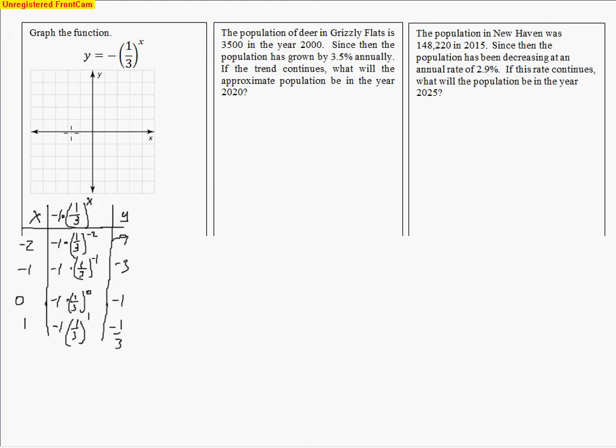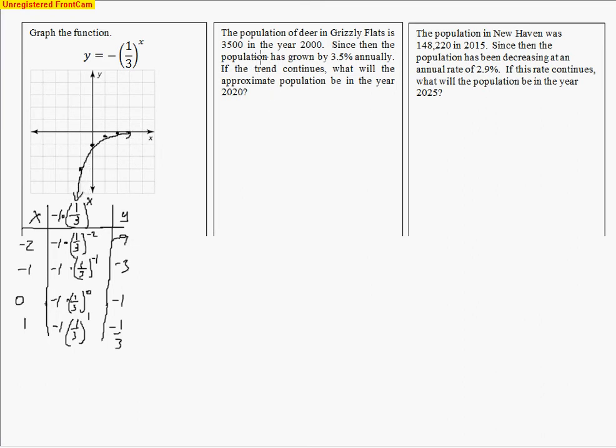So I kind of have an idea about what it looks like now. Over 2 spaces down 9. Can't fit it on there, but I know it's way down there. Over 1 space down 3. Over 0 down 1. Over 1 down just 1/3. And then this next one will be 1/9, so even closer. So you can see how they get really close to the x-axis, but just never quite touch it. So it comes up and gets close, but just doesn't touch it, and it goes down very quickly.